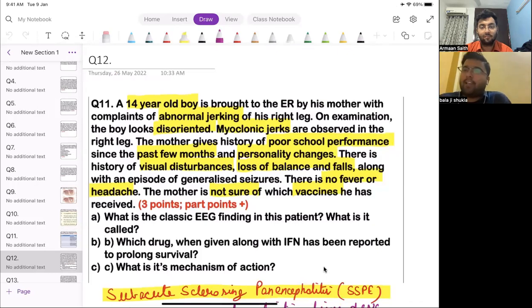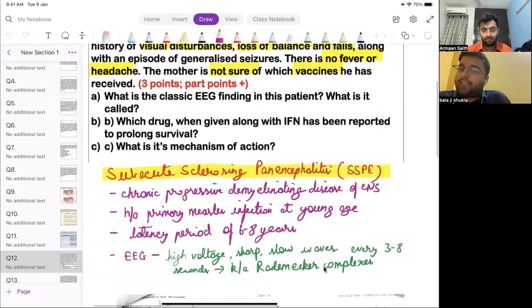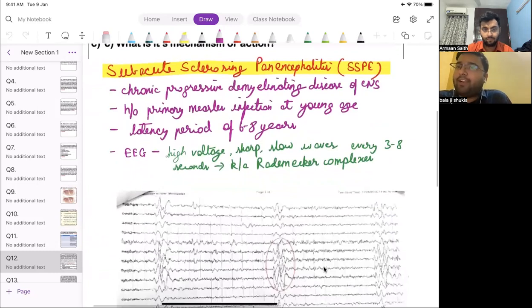Now we have a case scenario, a 14-year-old boy presenting with abnormal jerking and disorientation. There are myoclonic jerks observed in the limbs, poor school performance for the past few months, and personality changes, along with visual disturbances, loss of balance, and a history of recurrent falls. There is no history of fever or headache, and the mother is not sure about the vaccination status of the child. This is a classical case of subacute sclerosing panencephalitis.